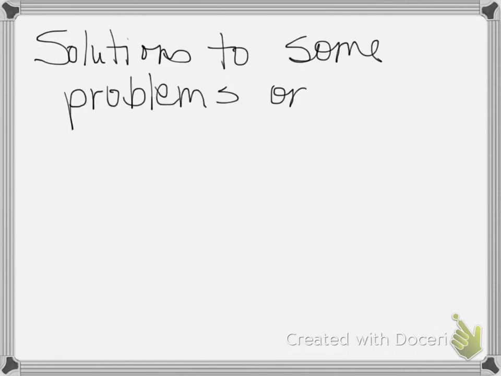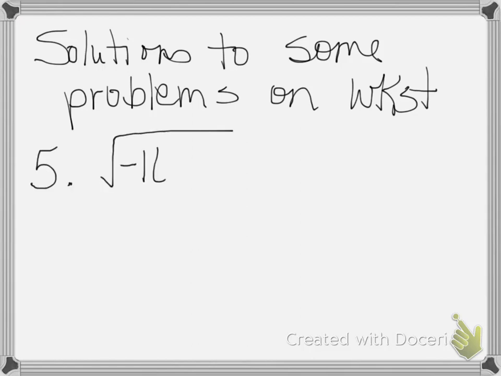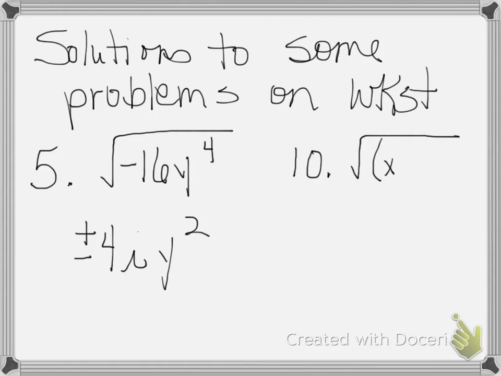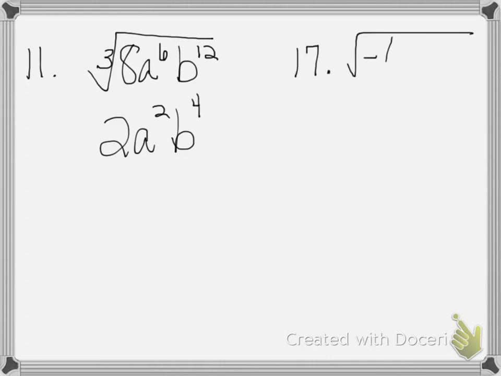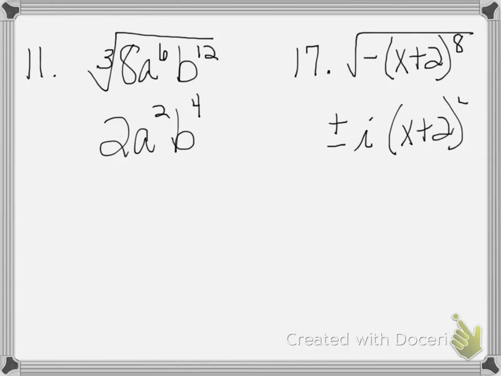Here are some solutions to some of the problems on the worksheet. Because it is the square root of a negative number, we must give it plus or minus 4i y to the second. Now, that is a negative inside. If you want to put a 1, you can, but the square root of negative 1 is plus or minus i.